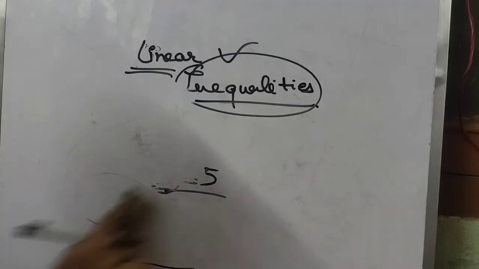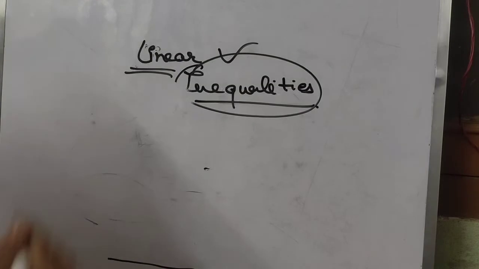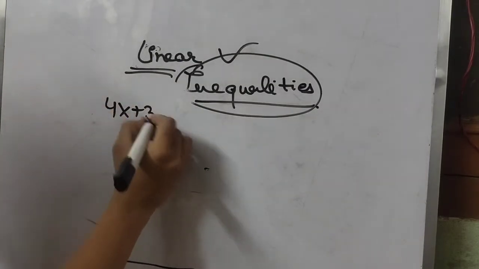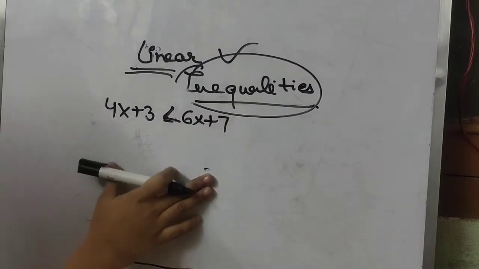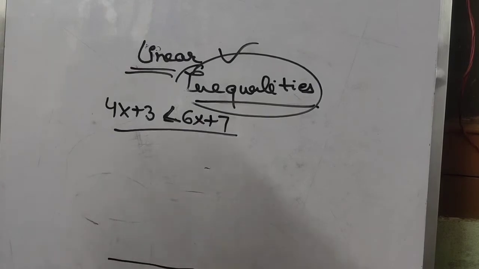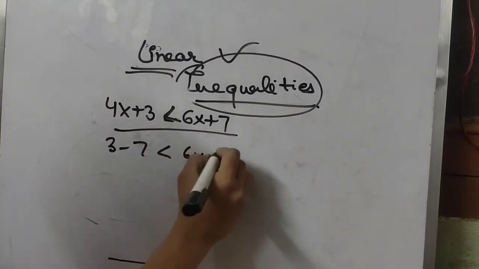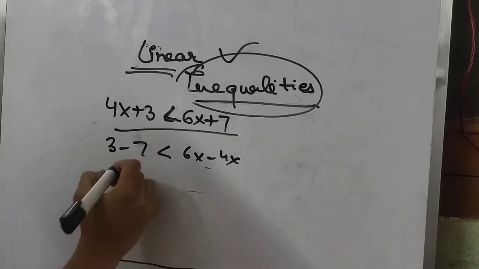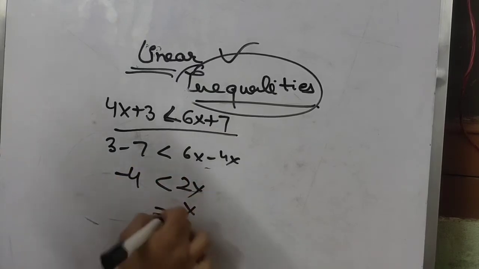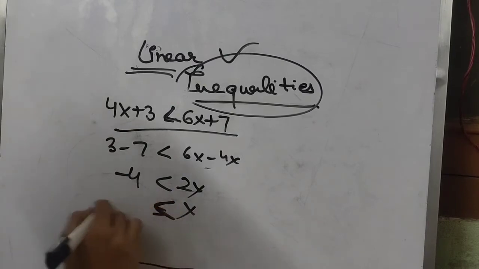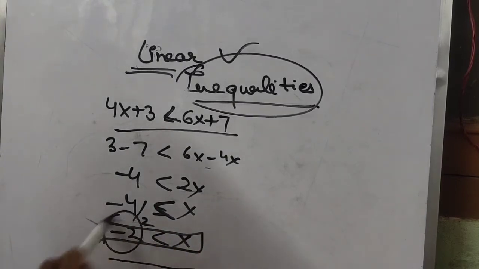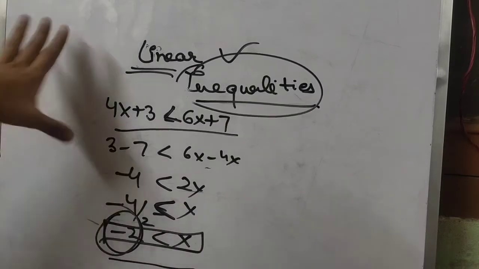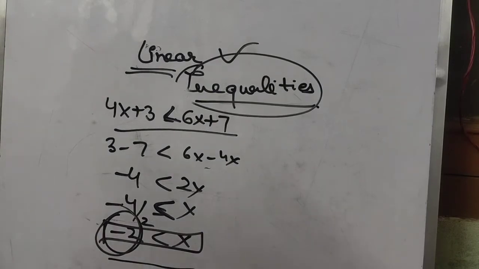So I'll rub this example first and then I'll continue. If I say that, for example, my equation is 4x plus 3 less than 6x plus 7, how will I solve this? I need to basically solve for the value of x. So how will I deal with it? 3 minus 7 less than 6x minus 4x. That is the basis. Now minus 4 will be less than 2x, and x will be greater than minus 4 by 2, that is minus 2. Now we can say that all the values of x will be greater than minus 2. So that is my answer of this equation, that is my value of x. So in order to find the value of x, we solve this inequality, and so on and so forth.